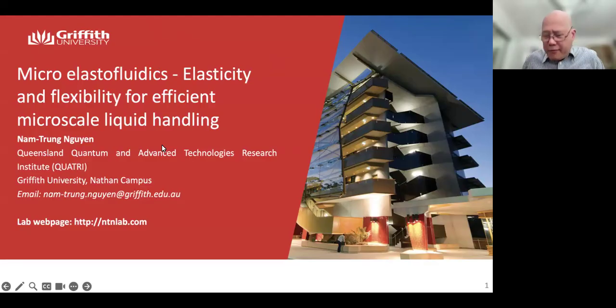As you see, I'm from Griffith University. Previously, I was the director of Queensland Micro and Nanotechnology Center. And since last year, the center merged with the Center for Quantum Dynamics, and now we are called Queensland Quantum and Advanced Technologies Research Institute, Quad3. And I'm now in my second year of my laureate fellowships. So broadly working on the topics I'm talking about today.